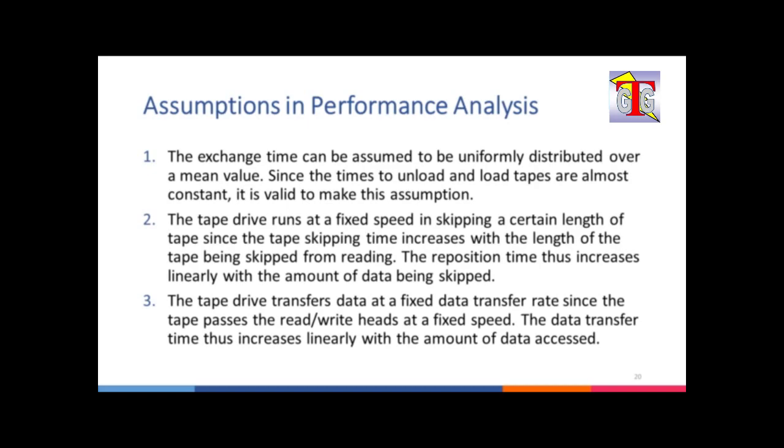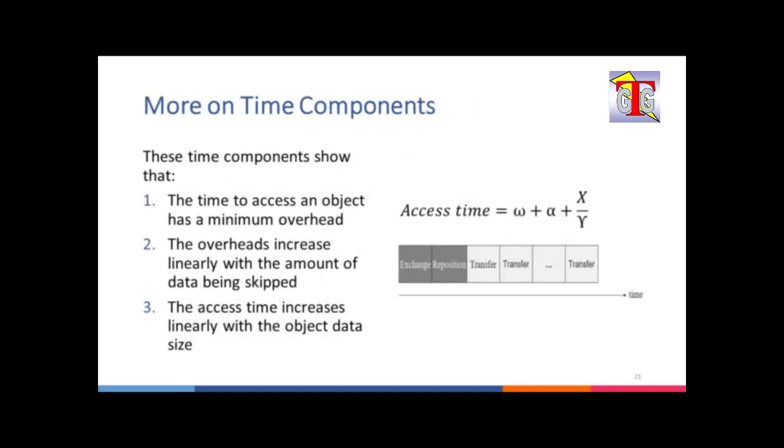Third assumption is the tape drive transfers data at a fixed data transfer rate. Since the tape passes the read-write heads at a fixed speed, the data transfer time thus increases linearly with the amount of data being accessed. The time components which are used to calculate the access time show the following features. First, the time to access an object has a minimum overhead. Since the exchange time is uniformly distributed, a minimum overhead is required unless the object already resides on the loaded tape in the drive.